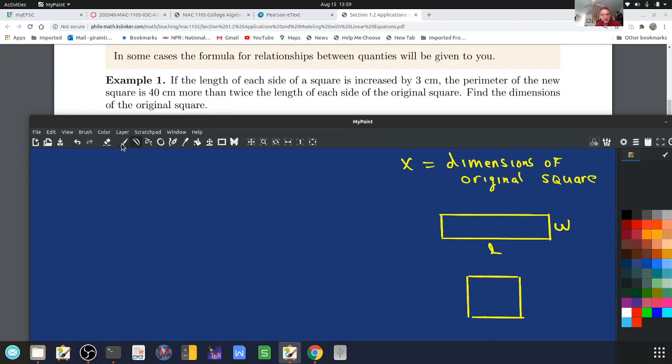So in the square, the length is equal to the width, and that's our unknown. So we just want to find the length of one side, and once we know the length of one side, that's going to be the dimensions of the original square. So let's start drawing a picture.